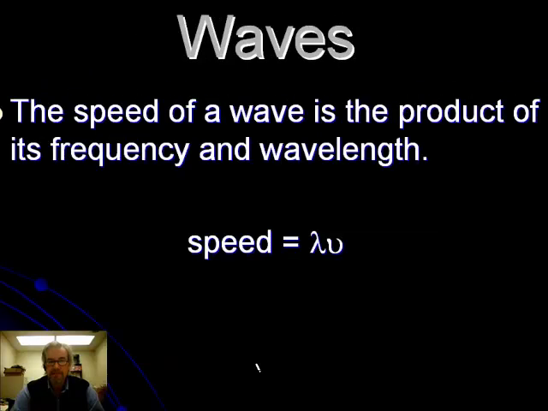Waves are traveling through space, and so they have speed. The speed of a wave is the product of the frequency of the wave and the wavelength. One way of thinking about this is, imagine a train.